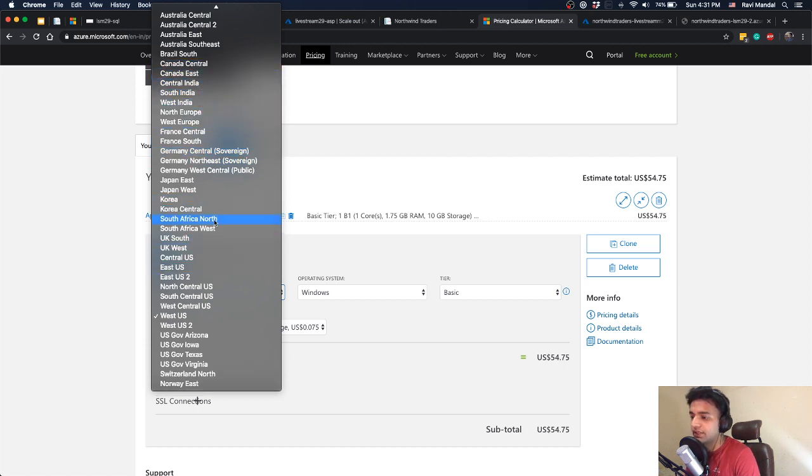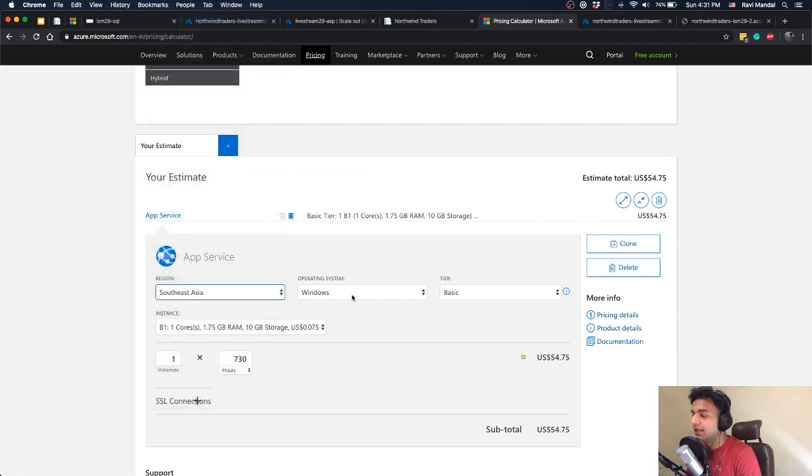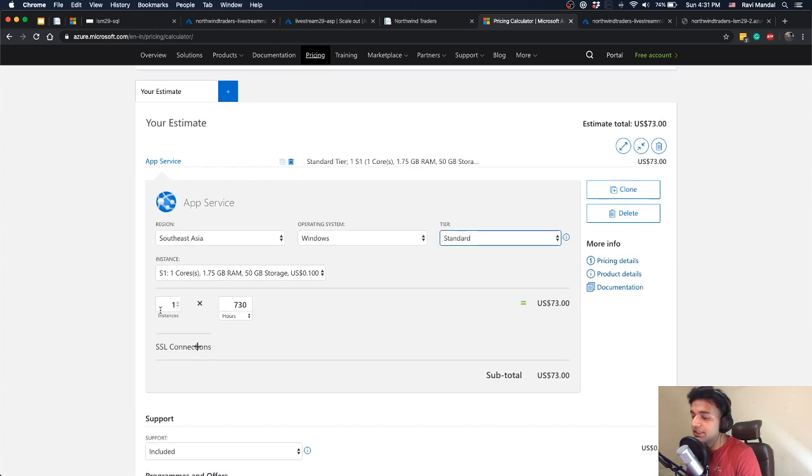Where it is, yep, Southeast Asia, and the operating system is Windows. My tier is standard. So see, the number of instances times the number of hours that you use is equal to the price that will be billed. For example, if you just use the instance for 500 hours, it will charge you based on that.